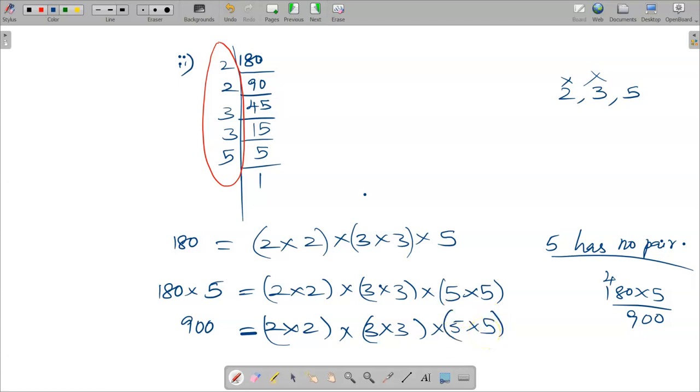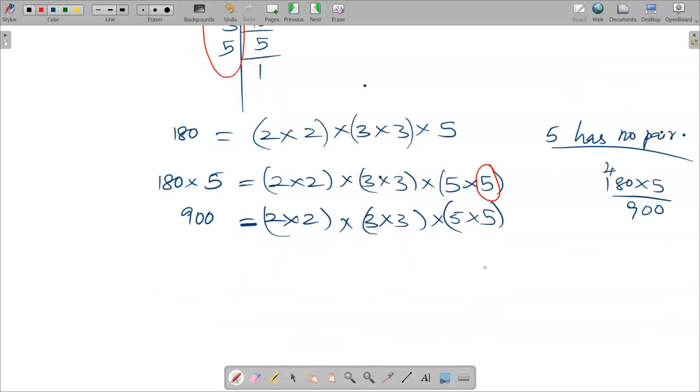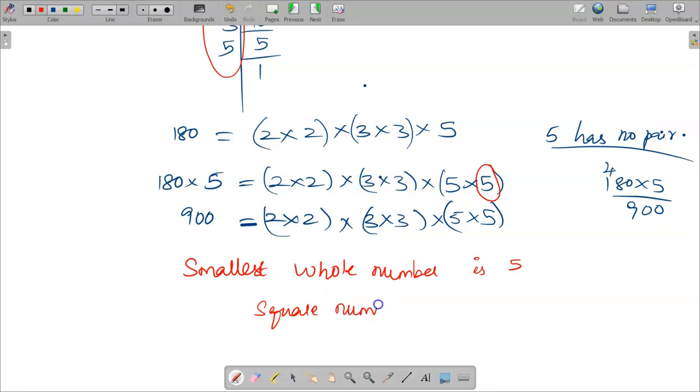Coming back to the question, what is the smallest whole number by which we are multiplying? The smallest whole number which we multiply in order to make the number a square number is 5. And the square number is 180 into 5, which is 900. For this number I need to find the square root.